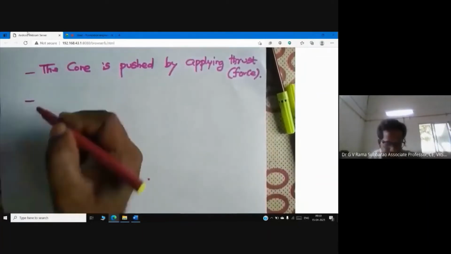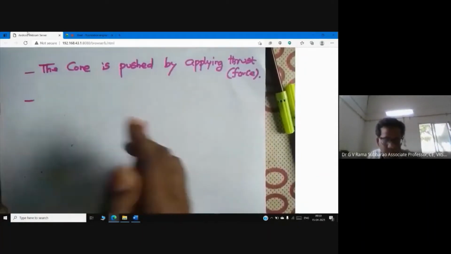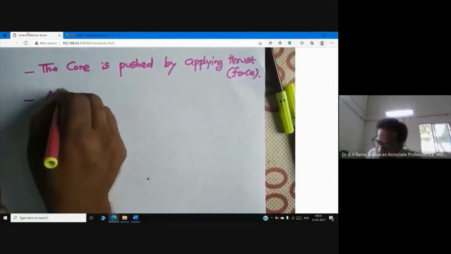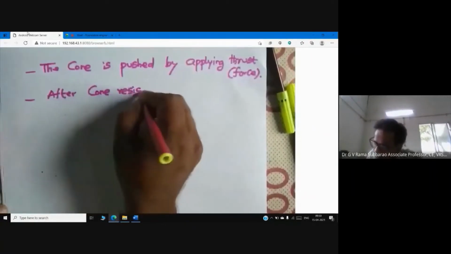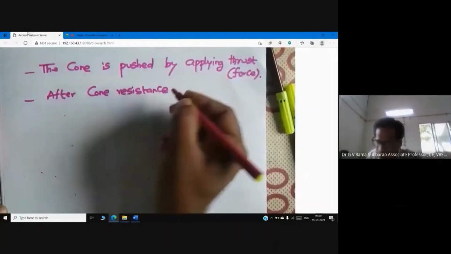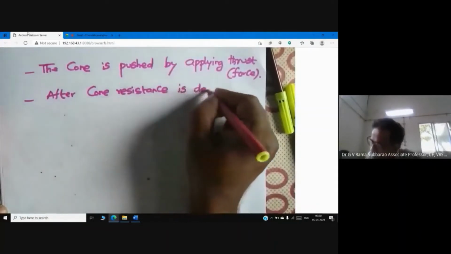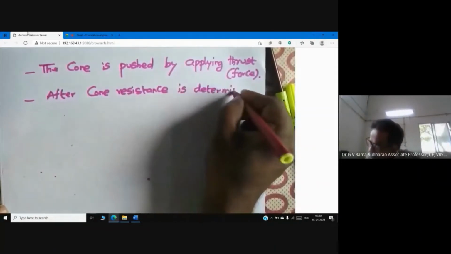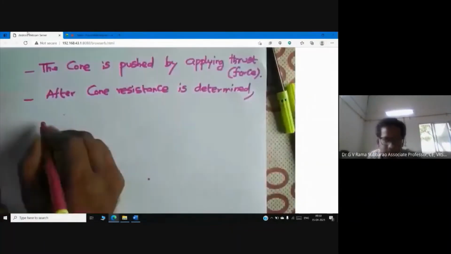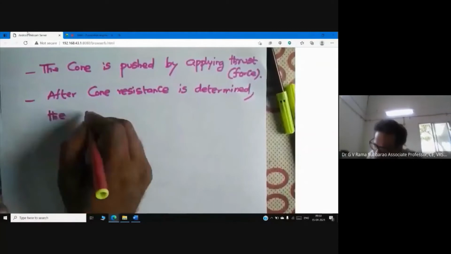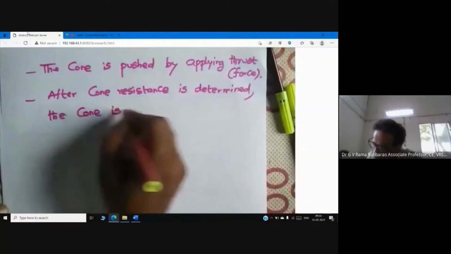Next, after cone resistance is determined, the cone is withdrawn.